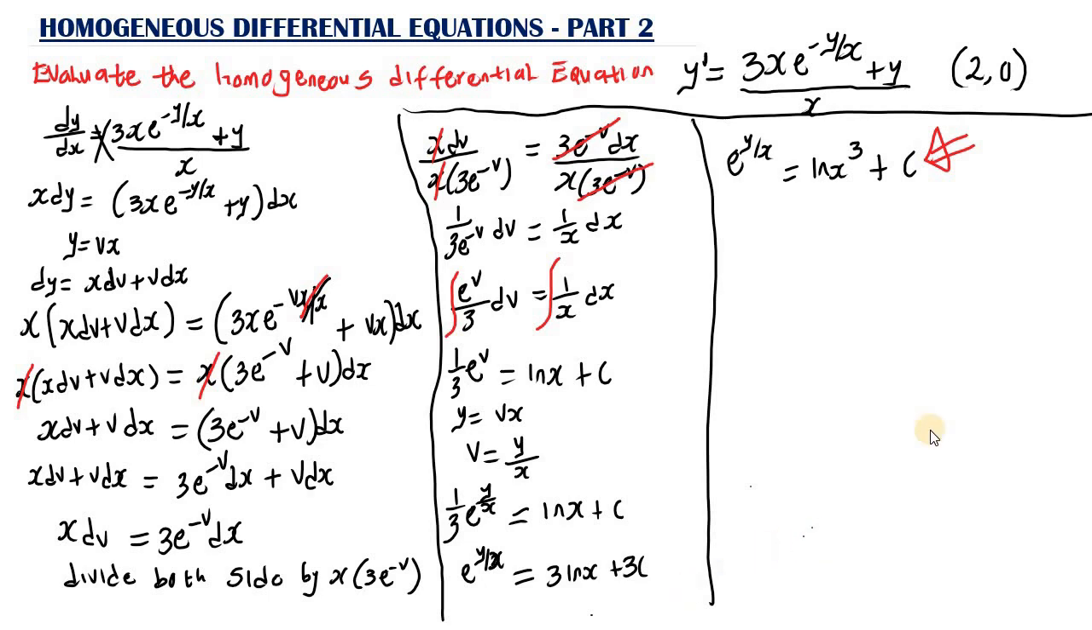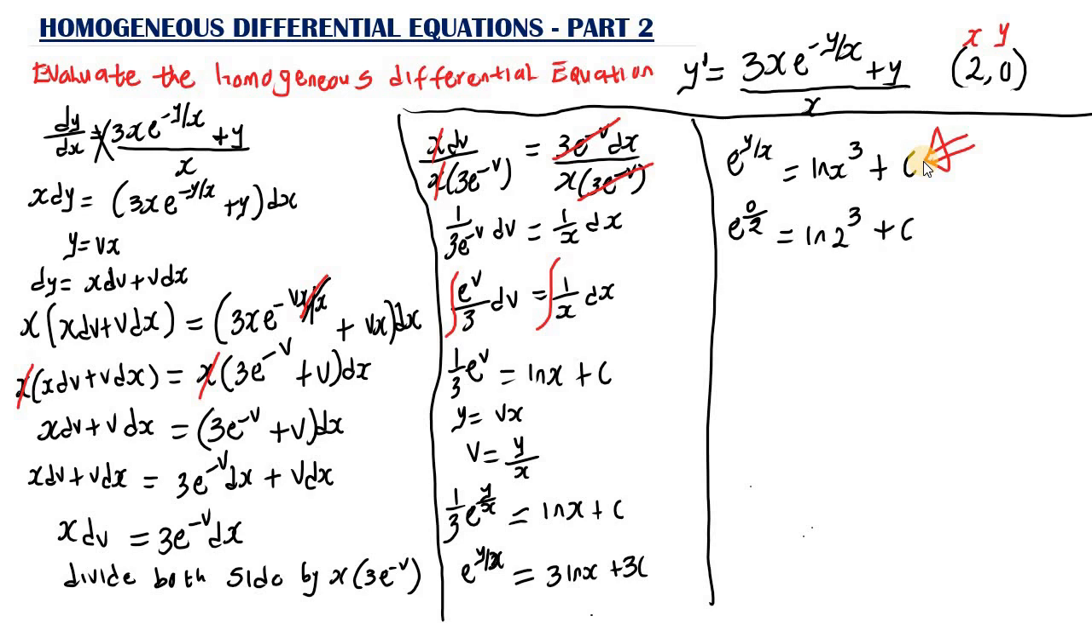But because we were given a point, as you can see, we were given a point (2, 0), we can't stop here. We need to find the value of c in order for us to have the particular solution to the differential equation. So 2 is the s value, while 0 is the y value. So whenever we see s, we are going to replace it with 2, and whenever we see y, we are going to replace it with 0. Okay, so this is going to be e raised to the power of 0 over 2 is equal to ln of 2 raised to the power of 3, then plus c.